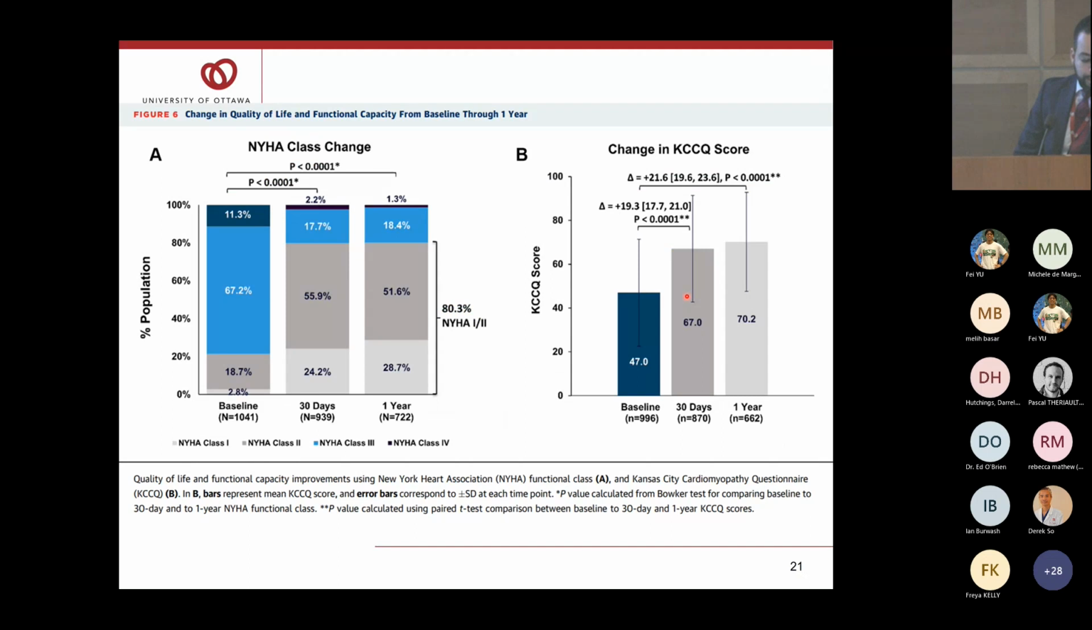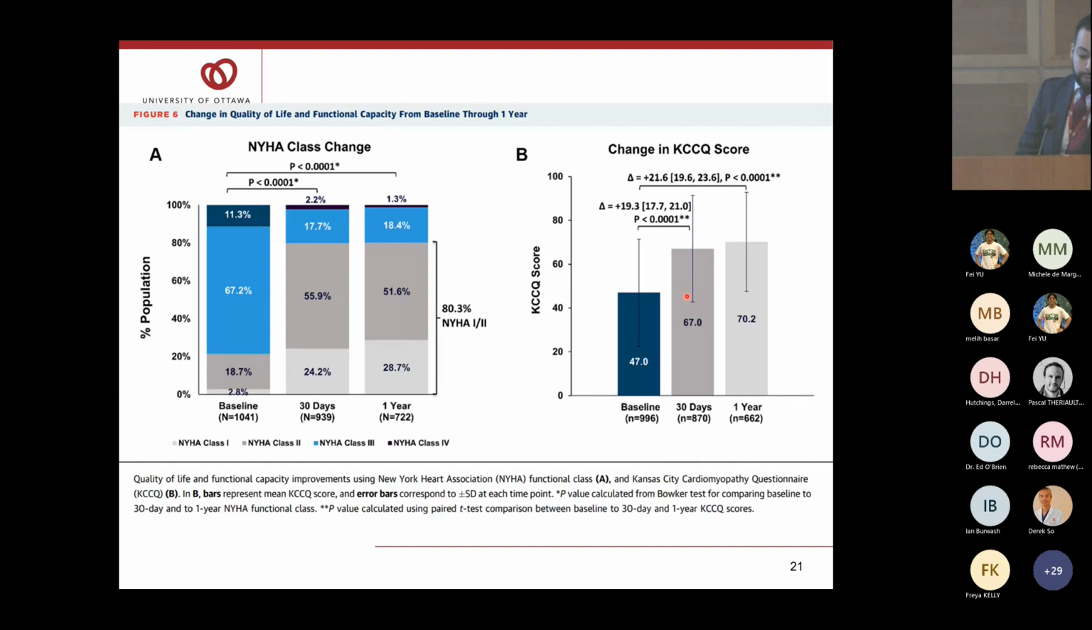Patients who received mitral TEER felt better. 80% of patients had NYHA class 1 to 2 symptoms at one year, versus at baseline, only about 20% of patients had NYHA class 1 to 2 symptoms. And then you had an improvement in KCCQ score, Kansas City Cardiomyopathy Questionnaire score, of 22 points at a year. So patients felt better subjectively with much less MR.